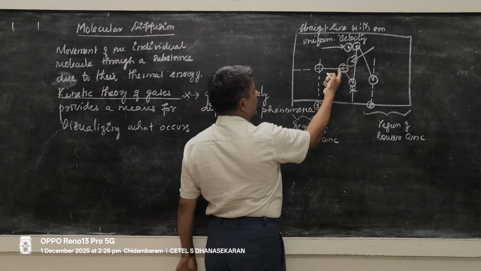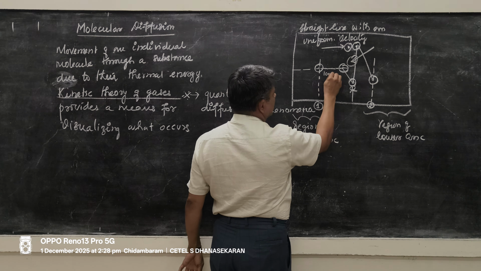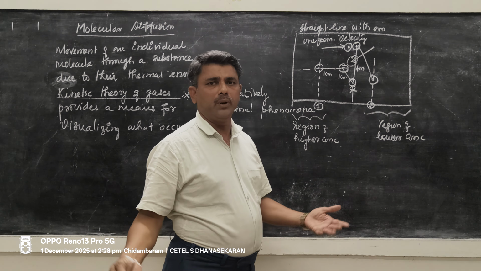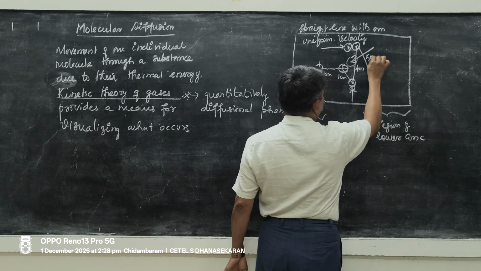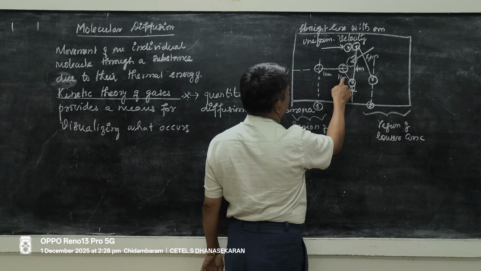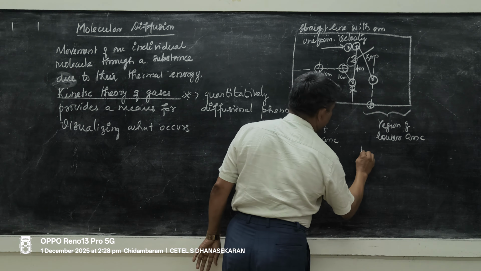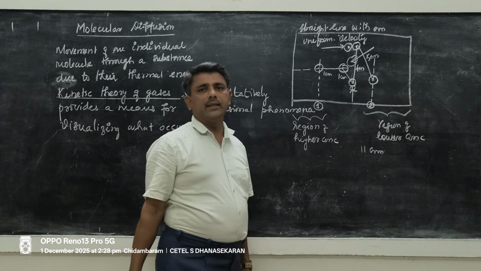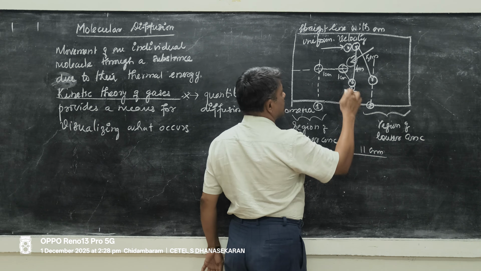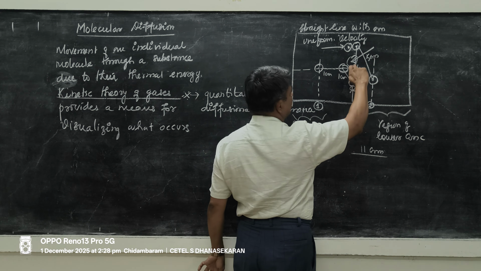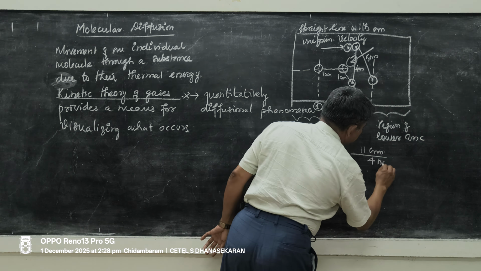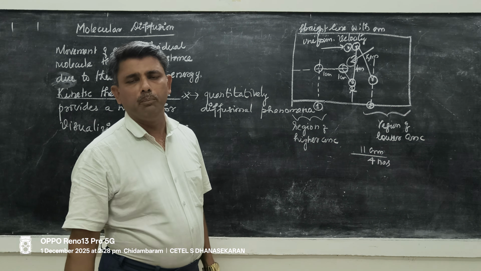Say for example, this distance is 1 centimeter. Again, this is 1 centimeter. This is 4 centimeter. Simply assume the distance. This is 5 centimeter. The total distance travelled by the molecule: 1 plus 1, 2, 2 plus 4, 6, 6 plus 5, 11 centimeter. This is the total distance travelled by the molecule. How many collisions? This is 1, this is 2, this is 3, this is 4. So 4 collisions.